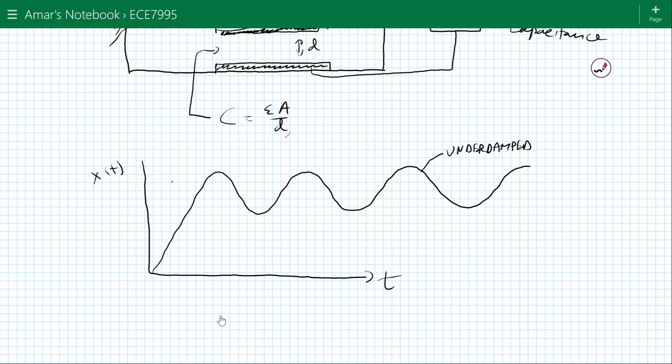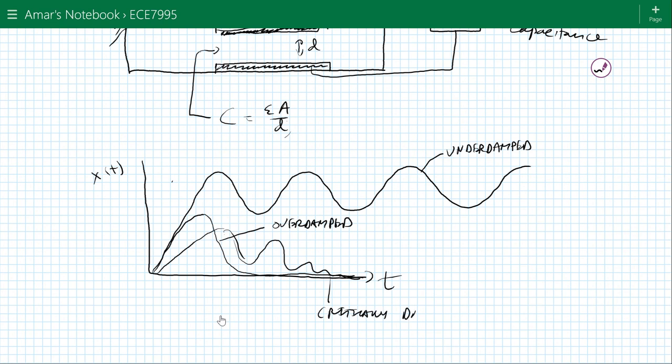And an overdamped system might just look like this, where you displace it at time zero, but then it slowly goes back to zero displacement. And so this would be overdamped. And in the case of a critically damped system, you might have some oscillations that eventually die down, until it rests.